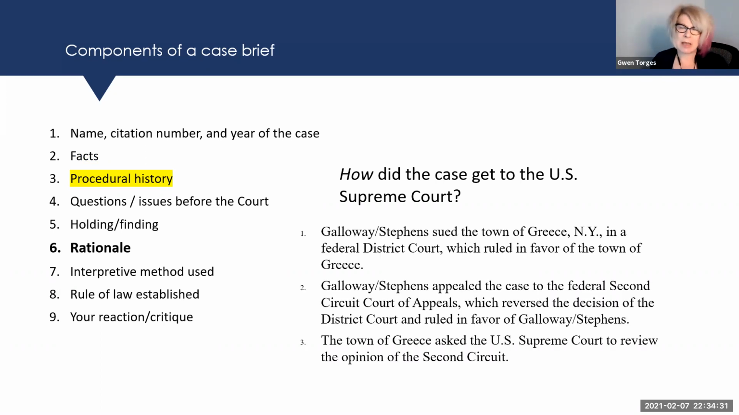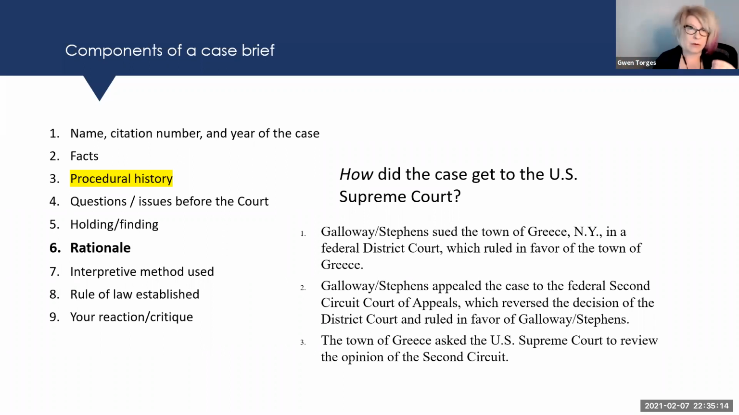So this is the example that is in the example case brief that I wrote that's in the guidelines. And you might want to take a look at that because I've written a complete example to try to show what these things look like in real life. So essentially in Greece versus Galloway, which was the case here, somebody named Galloway had sued the town of Greece in a federal district court, and they said that the town, because it was holding these prayers at the beginning of these legislative sessions, was violating their Establishment Clause rights.